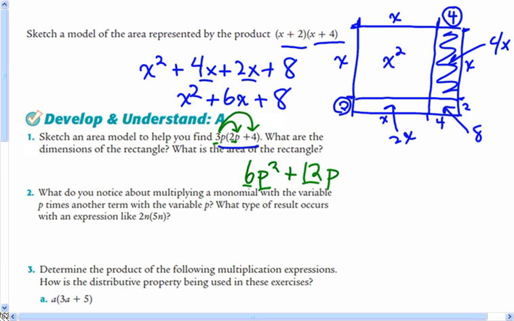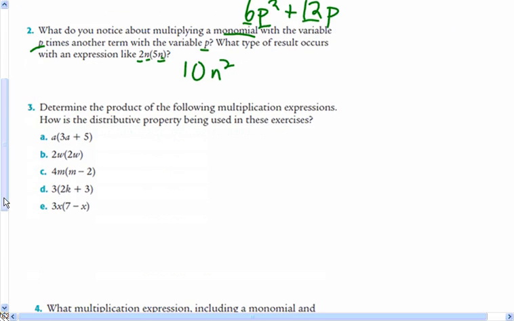So what do you notice while multiplying a monomial with a variable p times another term with a variable p? We end up with a term that has a squared on it, p squared. So in this next example, if we do 2n times 5n, we have 2 times 5, which is 10. And we have n times n, which we write as n squared. All right? So determine the product of the following multiplication expressions.